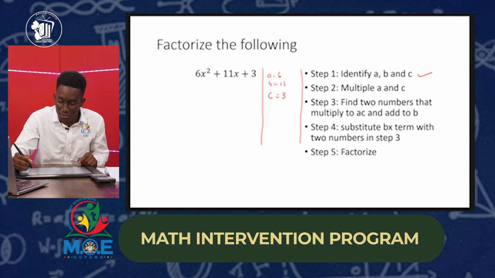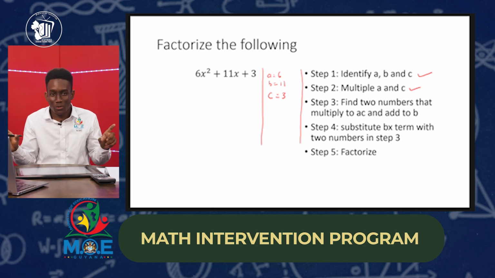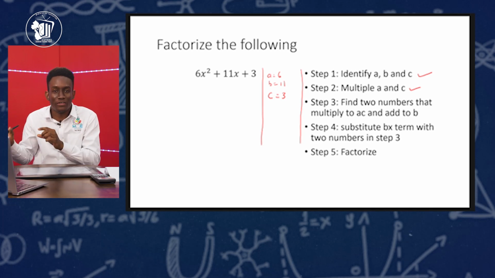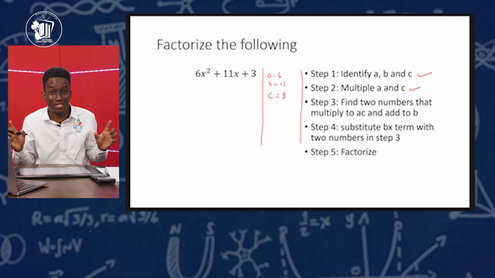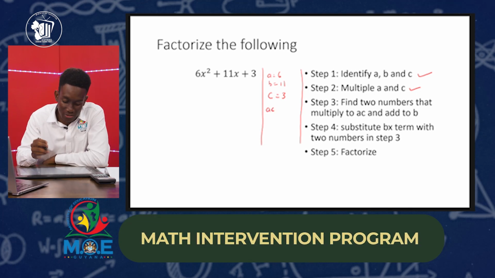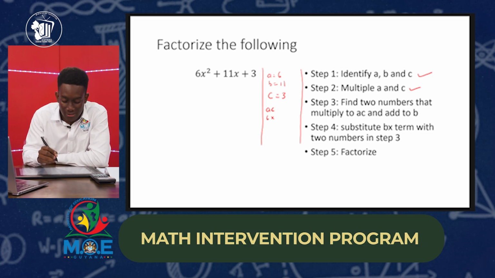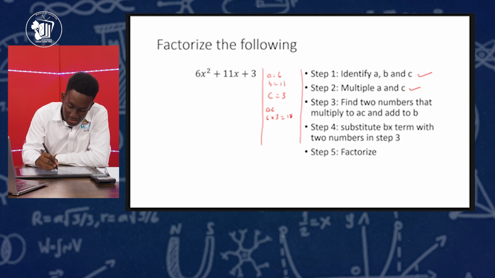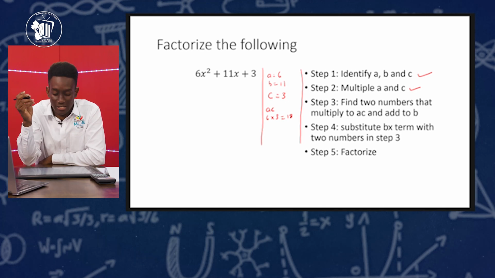Step 2, we multiply A by C. Now, this method that we're using is called the AC method. So it's important to find the value of AC. So we multiply A by C and that will give you AC. That's why it's called the AC method, because we have to multiply A by C. So AC will be the value of A, which is 6, multiplied by the value of C, which is 3. So AC will be 18. And this is the value of AC. AC is very important here. So you multiply A by C to give you AC.